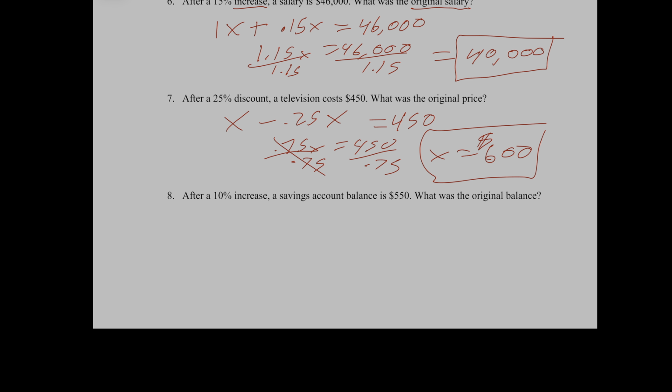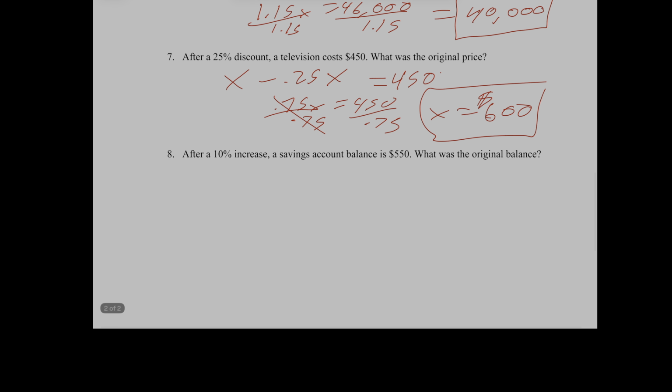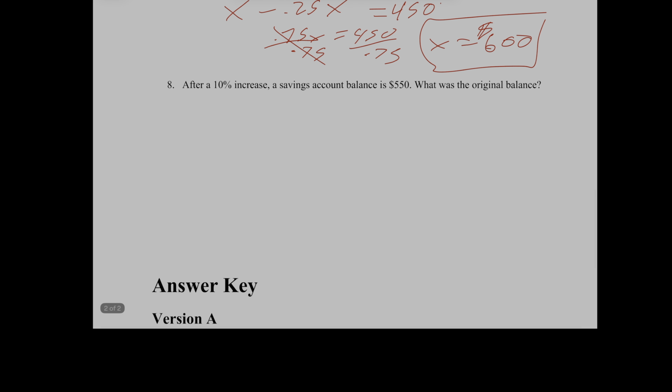That's the original price before you took off a quarter of the price. Well, think about it. What's a quarter of 600? 600 divided by 4, which is 150 bucks. Take off 150 bucks from 600, what do you get? You get 450. So you can always do some sanity checks at the end.